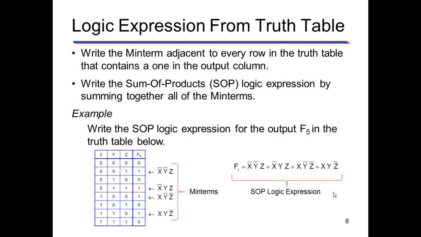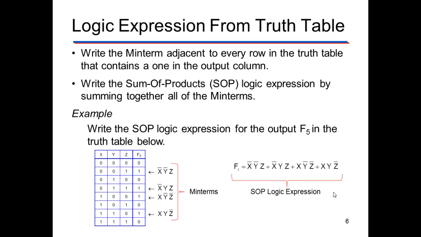All right, so the first place there is a 1 would be where X is 0, Y is 0, Z is 1. Not X, not Y, Z. The next place there is a 1 would be at 0, 1, 1. So that would be not X, Y, Z. The next place there's a 1 would be at 1, 0, 0. So that'd be X, not Y, not Z. And then the last place there's a 1 would be at 1, 1, 0. So that's X, Y, not Z.